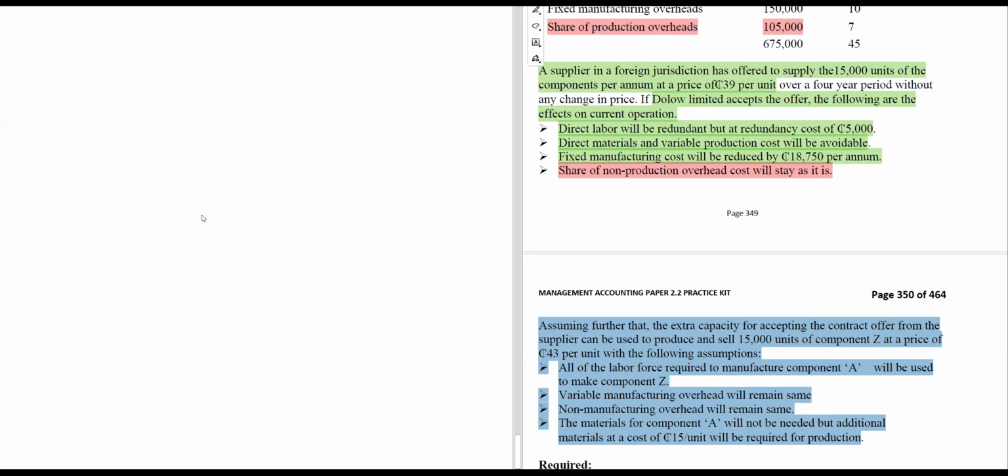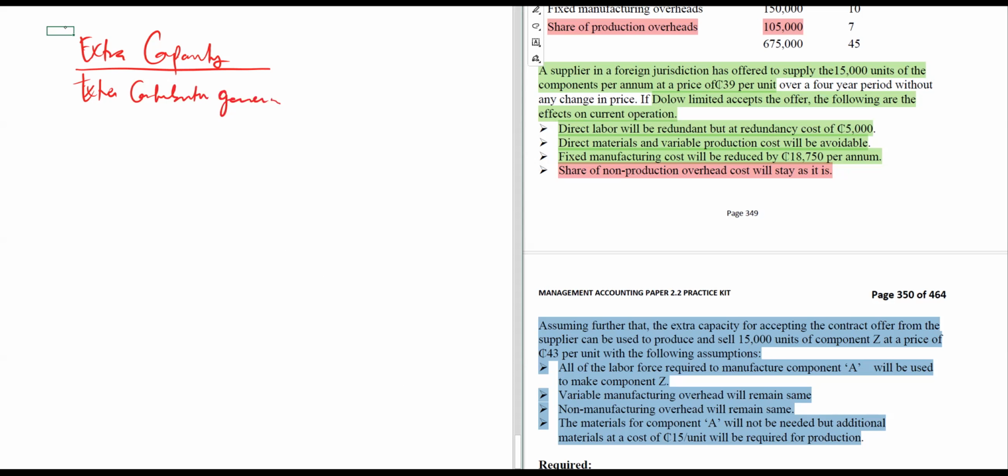So now what we are saying is that, looking at this, we have extra capacity, and this extra capacity means that we need to check whether there's an extra contribution generated from this spare capacity. Check and see. And this only happens when we buy, right? True or false?